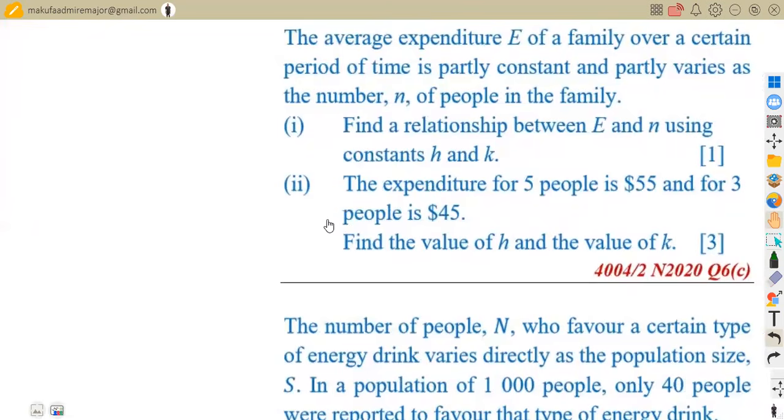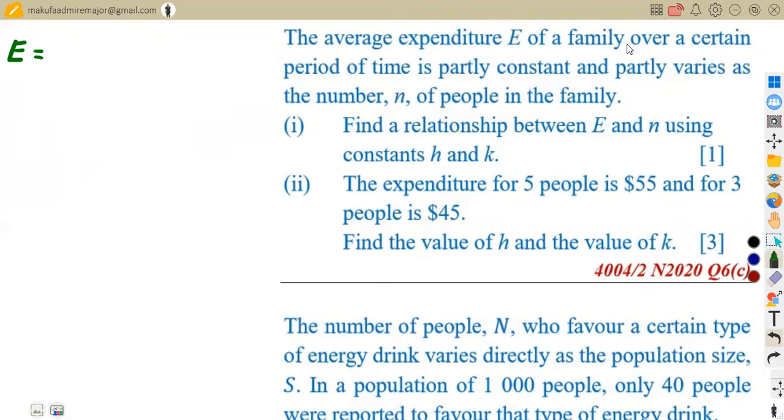Let's check the other part. We are given that the average expenditure E of a family over a certain period of time is partly constant, partly variation, so we are back to partial variation. Remember, that is where we have the sum of 2 parts. So the expenditure E is equal to... under partial variation, there is no variation sign. You just write equal to what you're given.